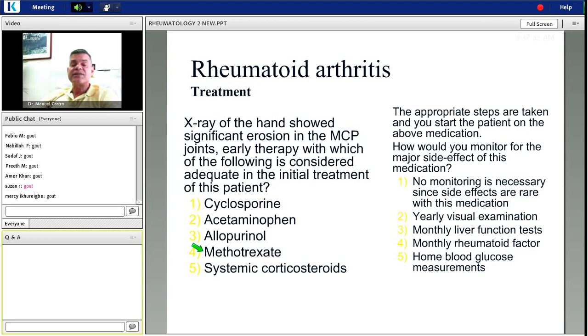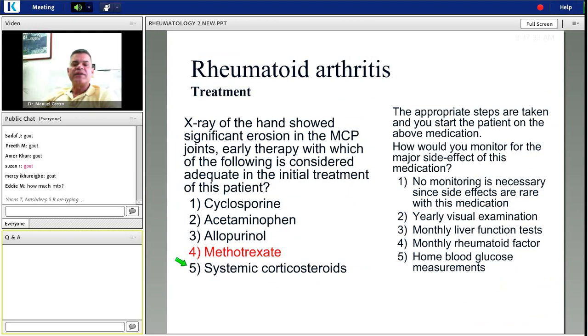So methotrexate is a great disease-modifying agent, okay? It only has to be used in a very small amount, so it has great results as a disease-modifying agent. And we already have the patient on systemic glucocorticoid, so we don't need to give them more, right? So definitely I agree with you that methotrexate is the best drug that you can give them, right?